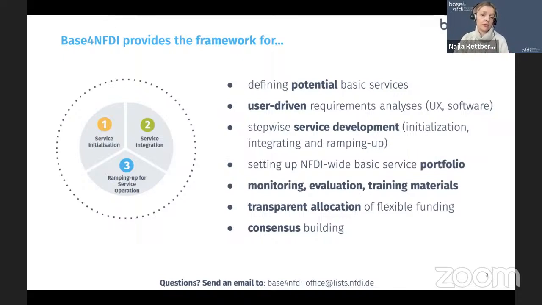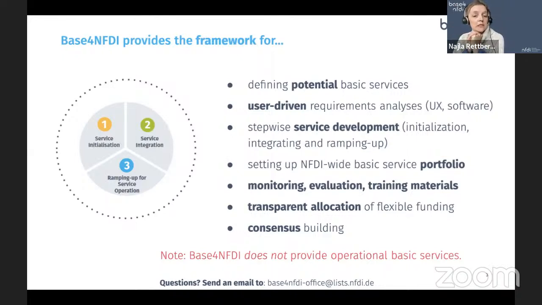So this is pre-operational services, and it does this by allocating flexible funds at each of the 3 service stages, and project consortia, service consortia can apply for funds at each separate stage. So it has to do this through 3 different application processes, one application through each of the 3 different stages. And that allows a consensus building among the NFDI through each of the stages. What it doesn't do is actually run the operational services. This should happen at the end once the services become operational. So it's really very much providing the framework as we go along and working closely with the projects as we do that.